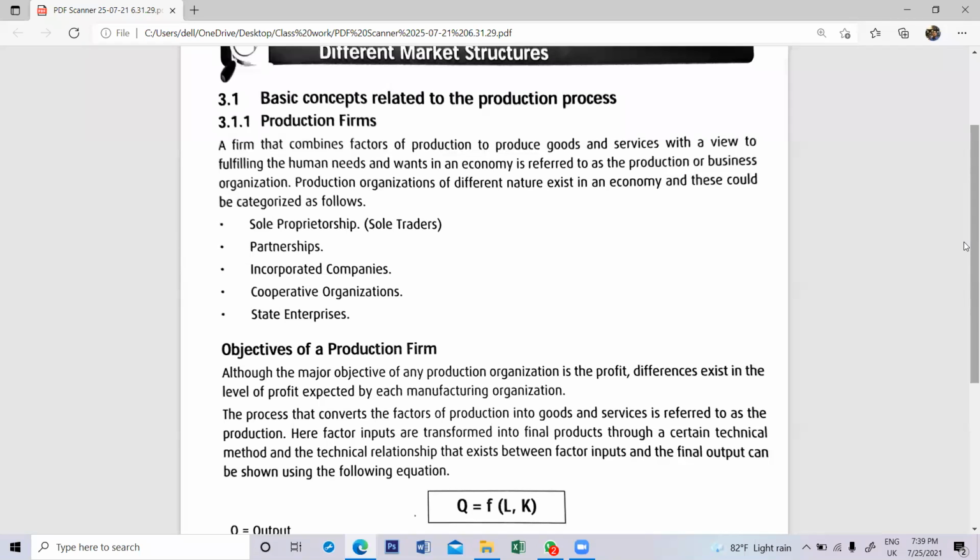So the very basic stage of the private sector is sole proprietorship, if not sole trader. Simply a single firm, a single owner runs a venture. Then partnership as a second stage. Here, a few partners, in other words, 2 to 20 owners actually, are involved in order to run a business. It is called a partnership.